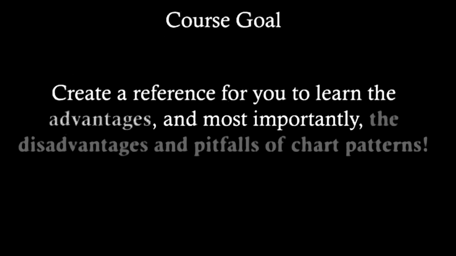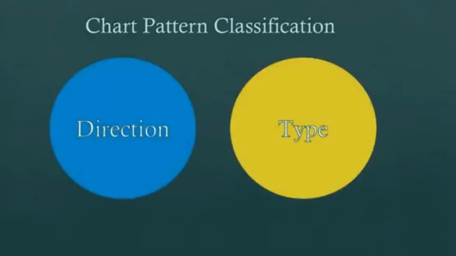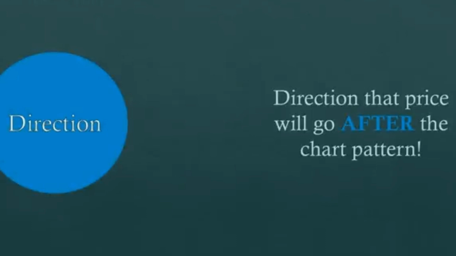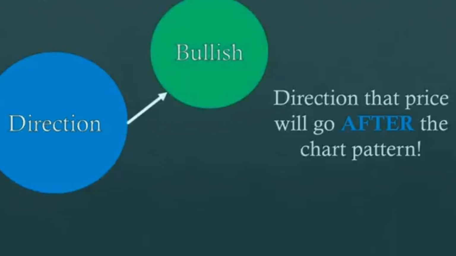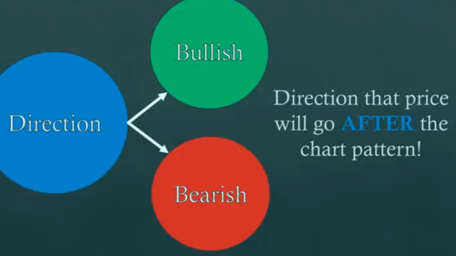Now let's start by understanding the classification of chart patterns. The classification process is similar to that of candlestick patterns. There are two primary ways to categorize chart patterns, and they work together to provide a comprehensive understanding. These classifications are based on direction and type. The first classification focuses on direction, indicating where the price is likely to move after the pattern is formed. Since price movements are confined to two directions, the pattern will either signal an upward, bullish, or downward, bearish trend.